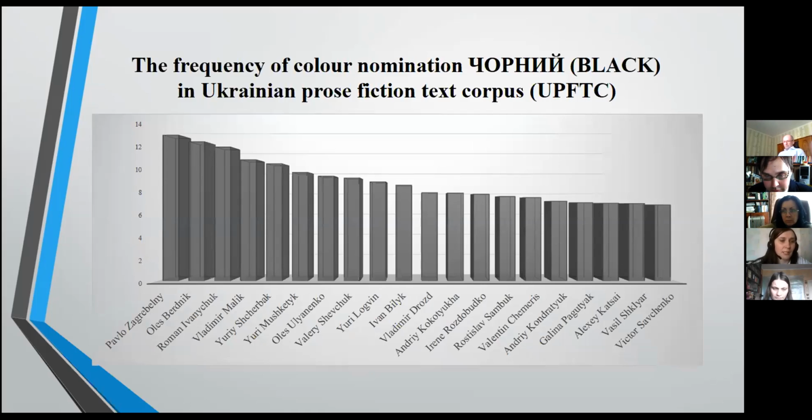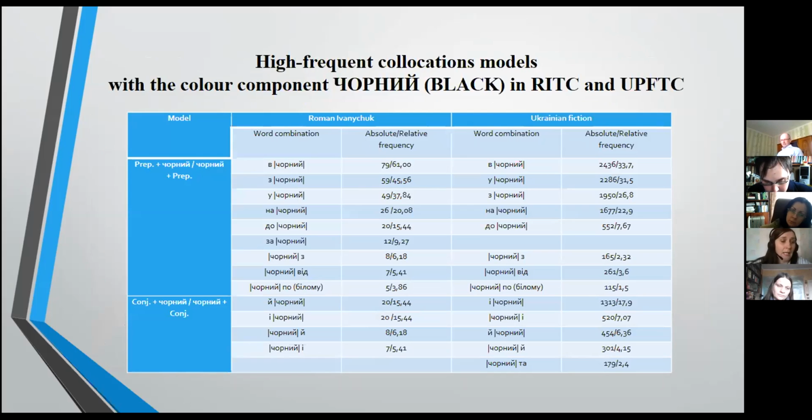In Roman Ivanychuk text corpus, the most frequent color nomination is Чорний. This figure presents the frequency of Чорний in Roman Ivanychuk text corpus among Ukrainian prose fiction writers. Based on Ukrainian prose fiction text corpus data, the frequency of Чорний is the highest in text Pavlo Zagrebelny and Oleh Bernik. Roman Ivanychuk's text takes the third place by the frequency. The co-occurrence with color component Чорний are described and extracted by means of the GRAC and collocation tool of the Sketch Engine system.